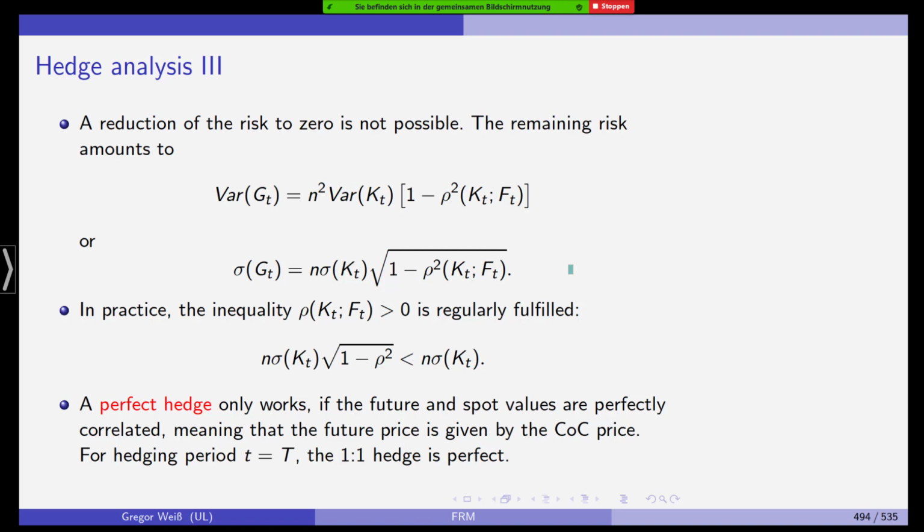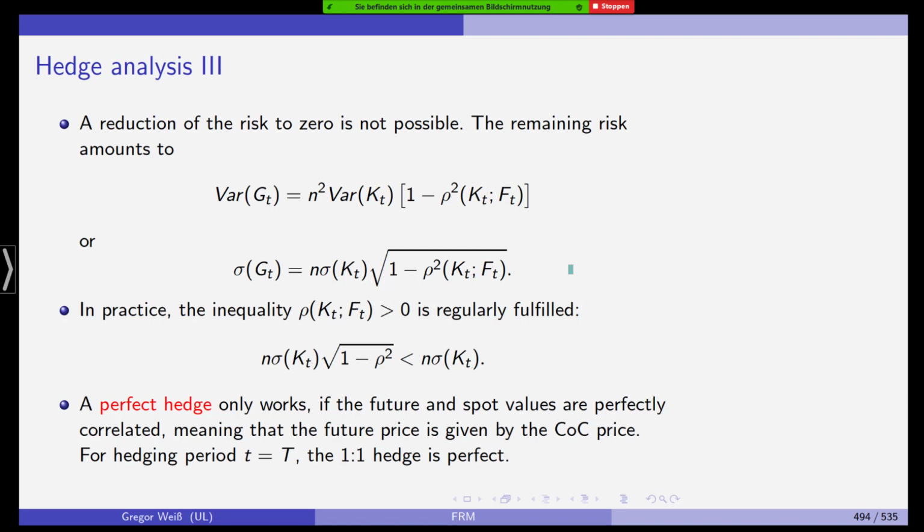So you can see that we can actually, and we will do this later on, bound the variance or volatility of our hedged position. The perfect hedge only works if the future and spot values are perfectly correlated, meaning that the future price is given by the cost of carry price. And for the hedging period being equal to the maturity, the one-to-one hedge is perfect.